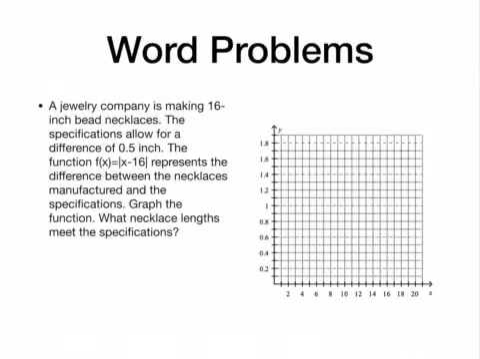Now we have a couple word problems to go over. A jewelry company is making 16-inch bead necklaces. The specification allows for a difference of 0.5 inch. The function f of x equals the absolute value of x minus 16 represents the difference between the necklaces manufactured and the specifications. Graph the function. What necklace lengths meet the specification?